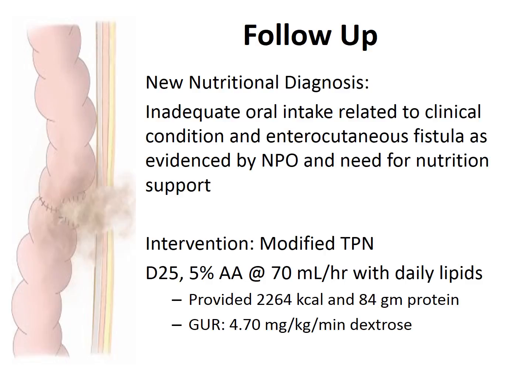Additionally, the glucose utilization rate was calculated, and that gave 4.7 milligrams per kilogram per minute of dextrose. This was within an acceptable range since it was between 4 and 6. And we take note of this because we want to make sure that the patients aren't going into hyperglycemia, or high blood glucose, and it should be monitored with any patient.